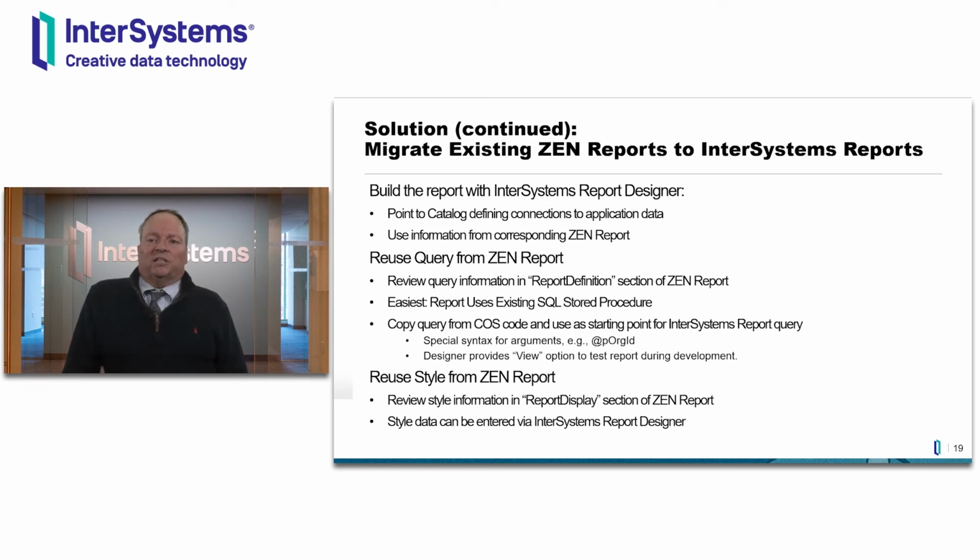We use a similar process for migrating the styling of the report. For example, what columns are shown, how wide are they, what fonts are used. These are all specified in the report display section of the Zen report file. The new report wizard and other WYSIWYG features of the designer tool let us use the same styling information when helpful. We can easily make the reports a little nicer as well using the tool, without having to specify styles in pseudo CSS code.